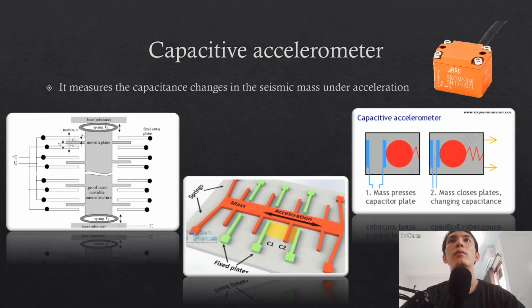Capacitive accelerometer. It measures the capacitance change in the seismic mass under acceleration. The acceleration or force applied will move the mass. As the mass moves, the distance of the gap will change, which causes the capacitance to change, which can be used to determine the acceleration.